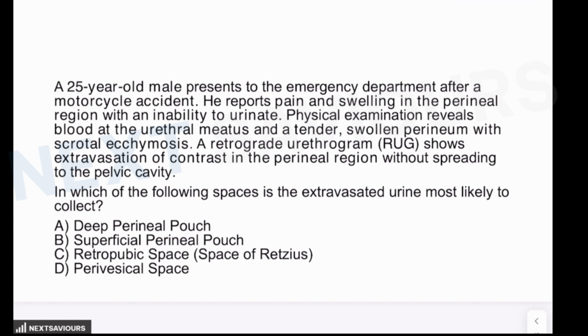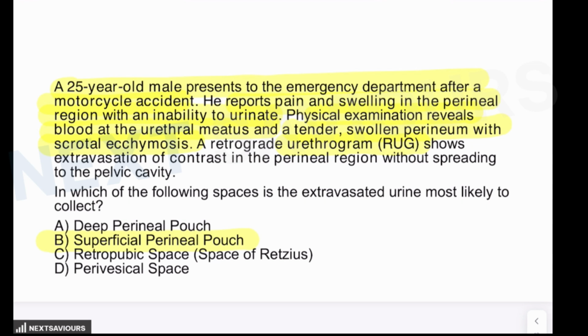A 25-year-old male presented to the emergency department after a motorcycle accident. What we have found is that he reports pain and swelling in the perineal region with inability to urinate. Physical examination reveals blood at the urethral meatus, tender swollen perineum with a scrotal ecchymosis. Now, even if the retrograde urethrogram finding is not given, you are ready with the answer. And the answer for this question is superficial perineal pouch, because it is possibly an injury to the Colles fascia associated with the urethral rupture.